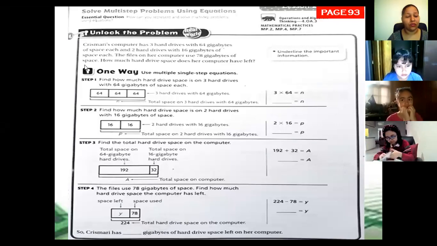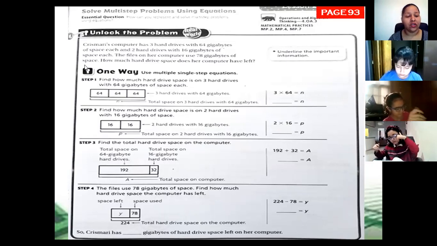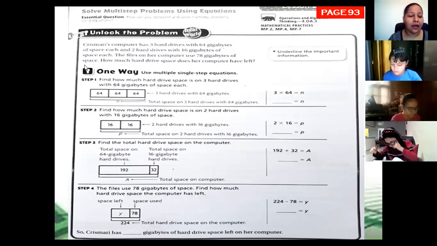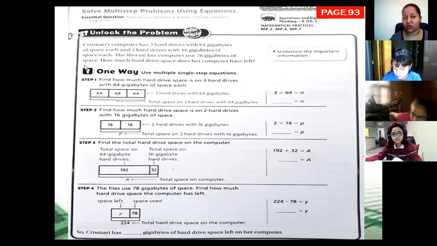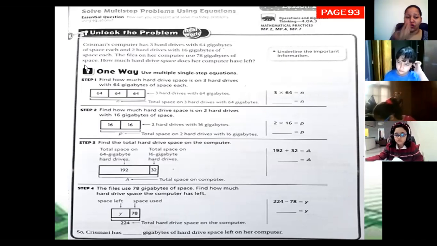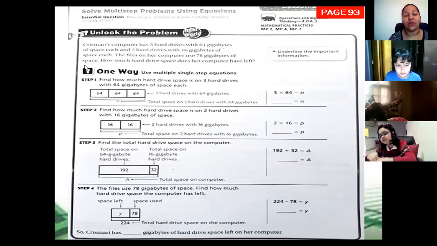So everybody please open your book to page 93. As you know, we have been reviewing multiplications and things like that. But today, we are going to learn how to solve multi-step problems using equations, okay? So how can you represent and solve multi-step problems using equations? Over there you can see the screen, your book. We have 4 steps that we are going to learn.